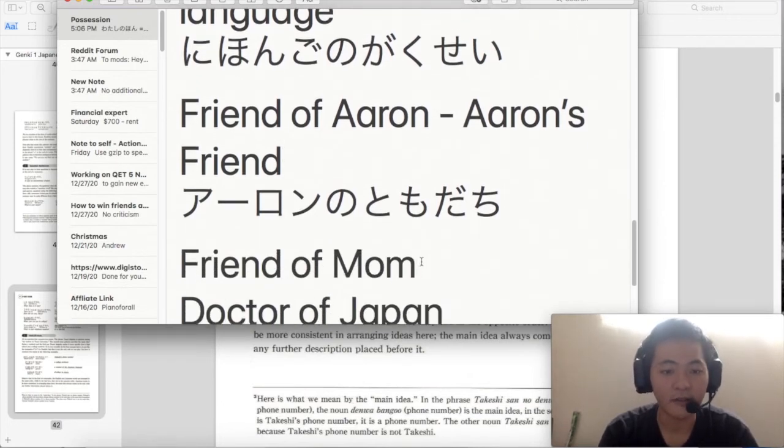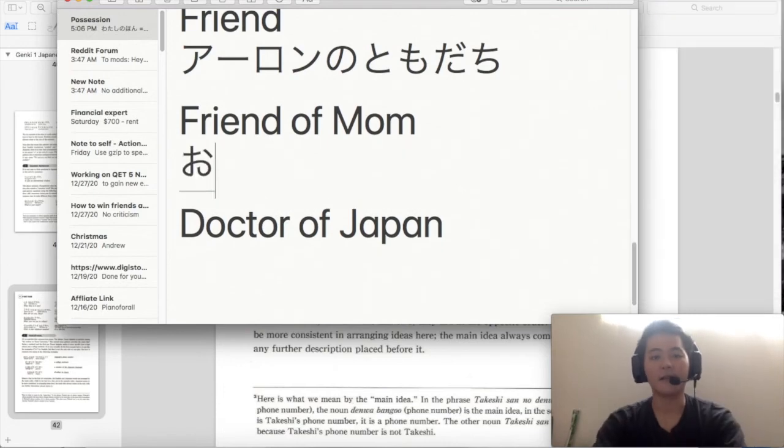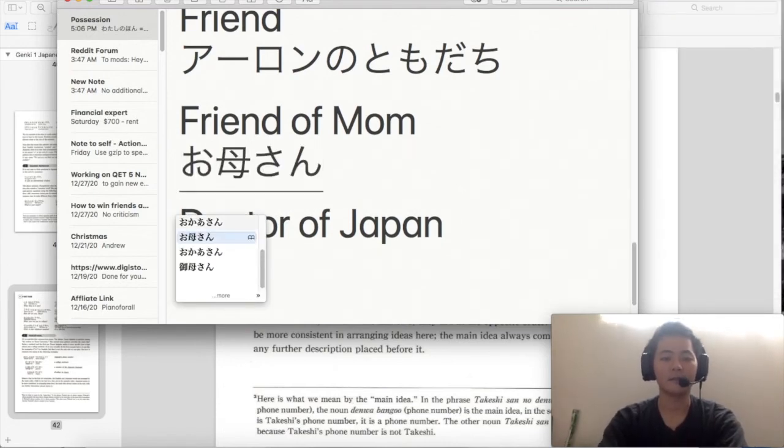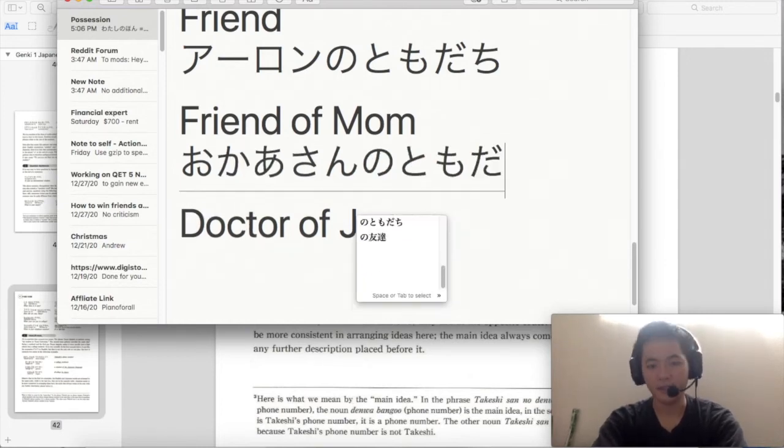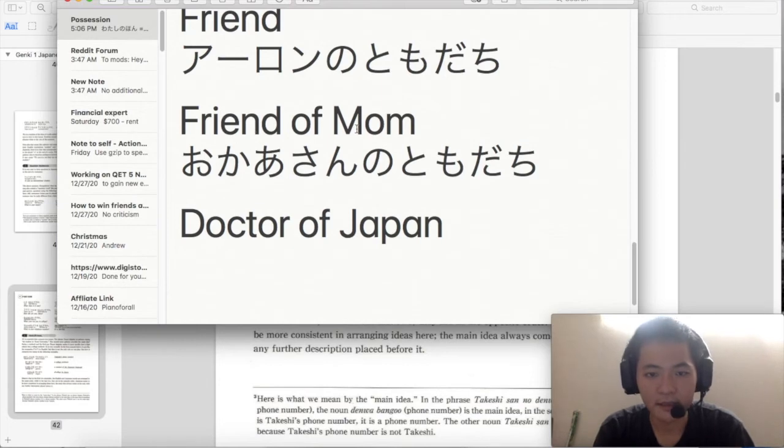And let's move on. A friend of mom is the same thing. So you would say okasan no tomodachi, right? So as you guys can see here, this is noun two belonging to noun one. So as you guys can see, it is the opposite. Okasan no tomodachi. So that's the one thing that I thought was kind of confusing at first for me, because I had to figure out that it is the opposite. So the second noun belongs to the first noun in a sense.